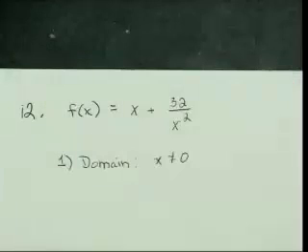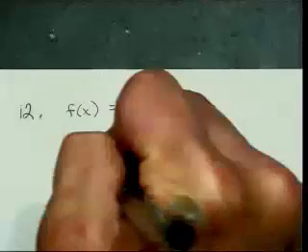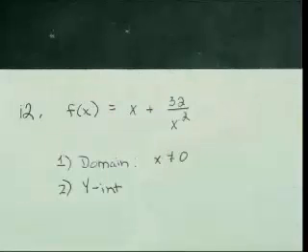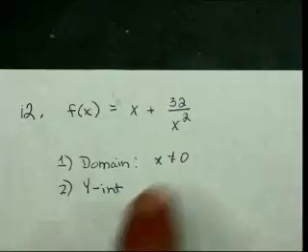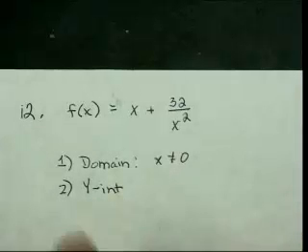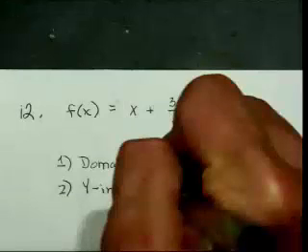Number 2, what about y-intercept? That would be letting x be 0, and we just said we can't let x be 0, so this graph doesn't cross the y-axis. It may cross the x-axis, but I'm probably not going to ask you that.